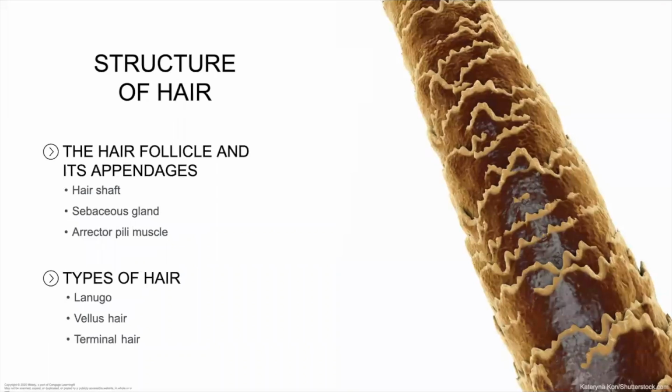So the next set of structures we're going to talk about are the hair follicle and the appendages, and then the types of hair. So we then have the hair shaft, which is the part of the hair that's located above the surface of the skin. Its keratinization is completed by the time these cells approach the skin surface, where the hair shaft protrudes from the skin. Basal cells in the hair matrix divide and form three main layers in the hair shaft. Those three layers are the cuticle, cortex, and medulla.